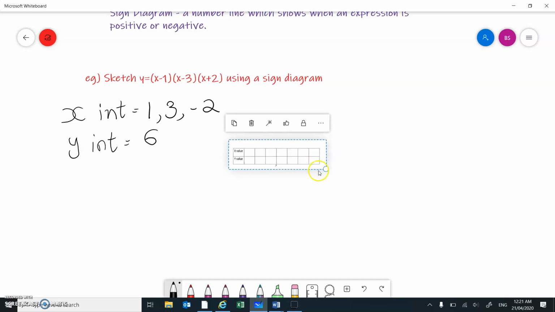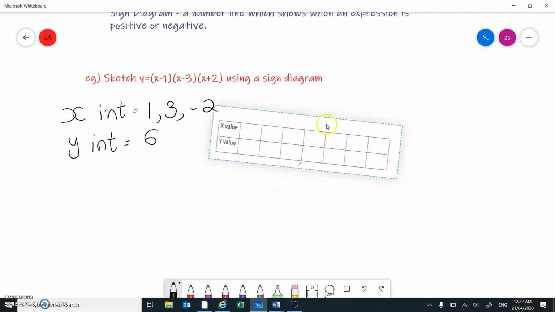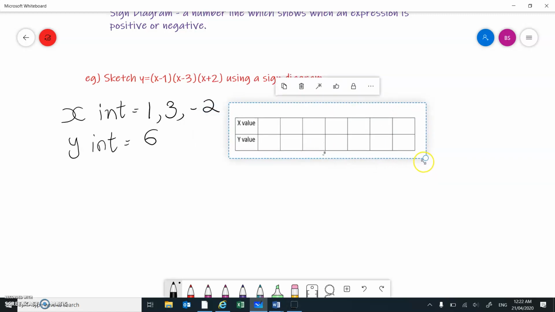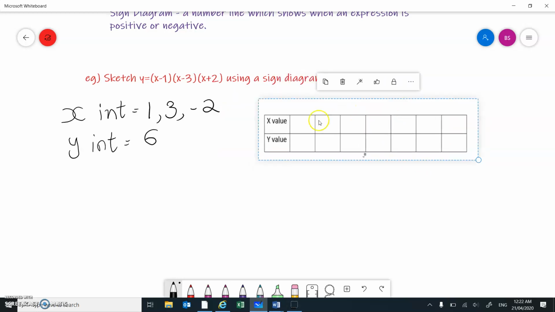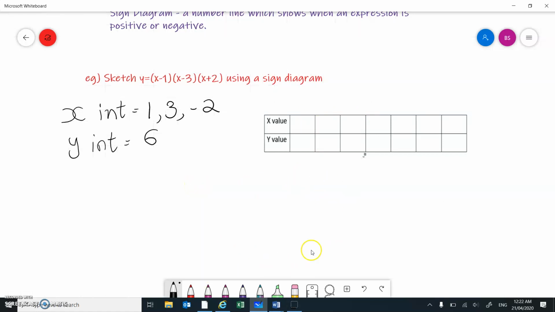What we can do is draw a table. You don't have to draw a table. Your textbook doesn't use a table. This is not the sign diagram, by the way. This is just helping us work out what the sign diagram is going to look like. You can just write the values down. So these are just coordinates on the graph. Say we don't know what the graph looks like. You can see I've deleted the graph.